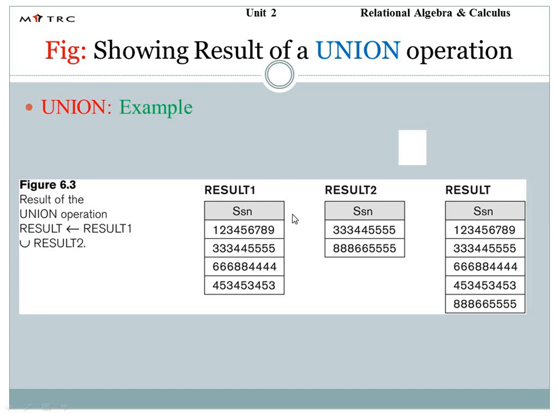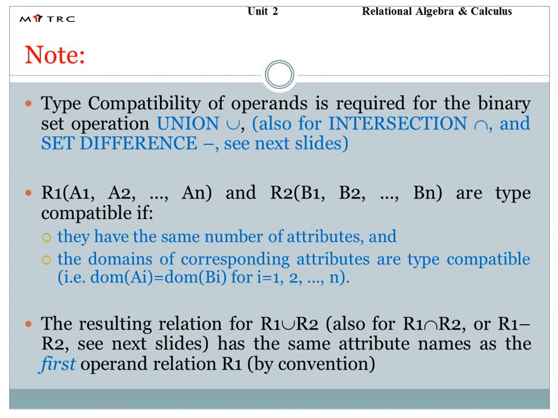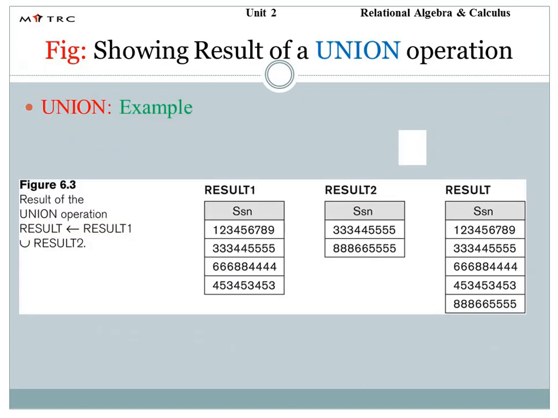Duplicate means the same tuples having the same value. So this 333 in result 1 and this 333 in result 2 have the same value. Therefore, we have taken only one result. This is about the union operation. Now let me point out certain important points regarding this figure. It says that type compatibility is always maintained. You can see that type compatibility means there is only one attribute in result 1 and one attribute in result 2.